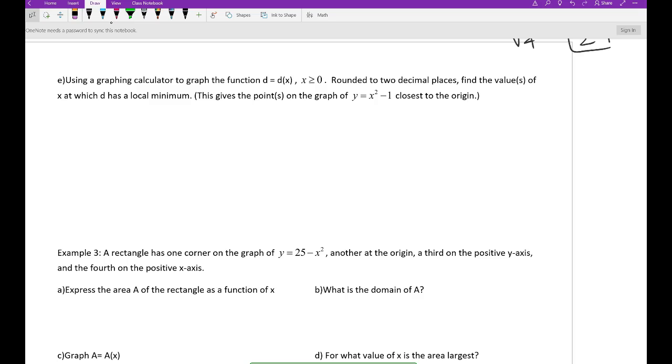Okay, let me give you a heads up: next Thursday, you will have to know how to use your calculator. Okay? Whether it's the one that you have or the one you borrowed from me. But you have to know how to navigate your graphing calculator, okay?